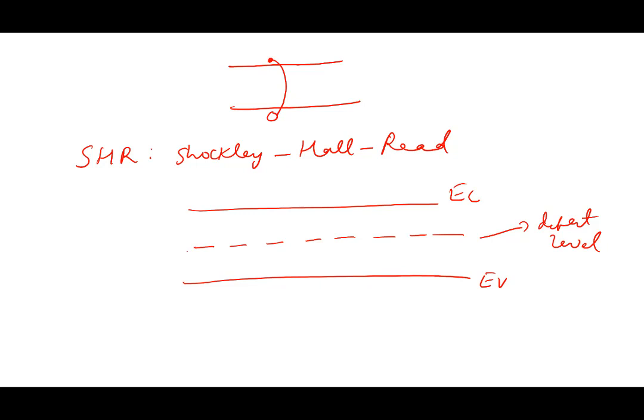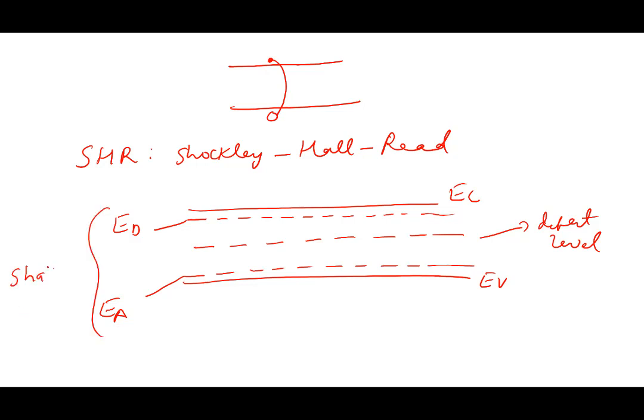We've already seen that if you add donor atoms, then you get a level very close to the conduction band. If you add donor levels, we call it ED, the donor level here. Or if you add acceptors, you get these levels close to the valence band. You may call it EA. If you look at ED and EA, they go by the name shallow impurities. Shallow, why? Because they introduce a defect level which is either close to the conduction band or very close to the valence band.